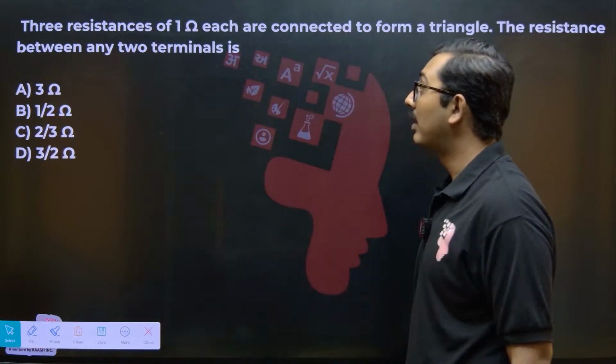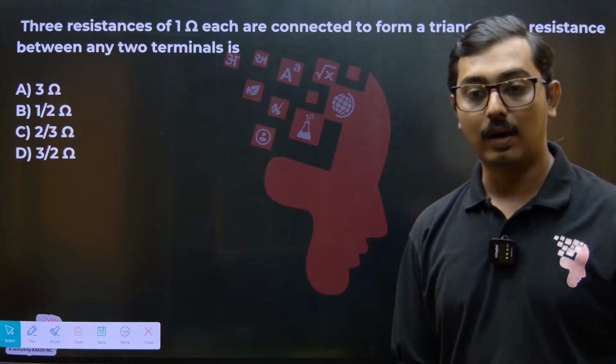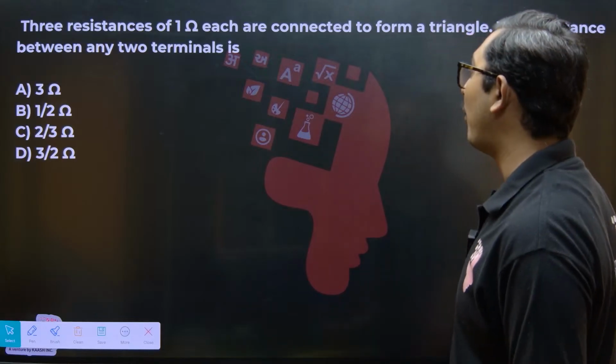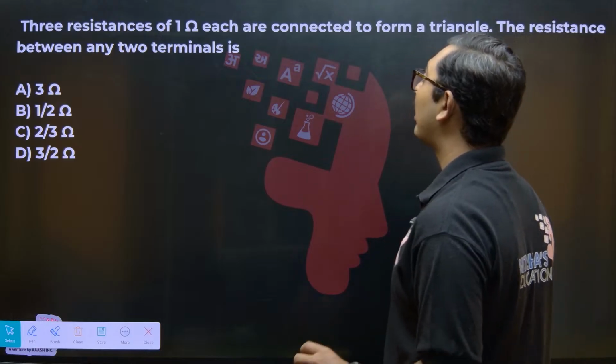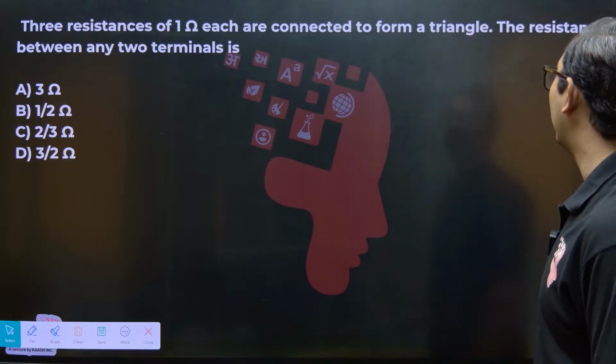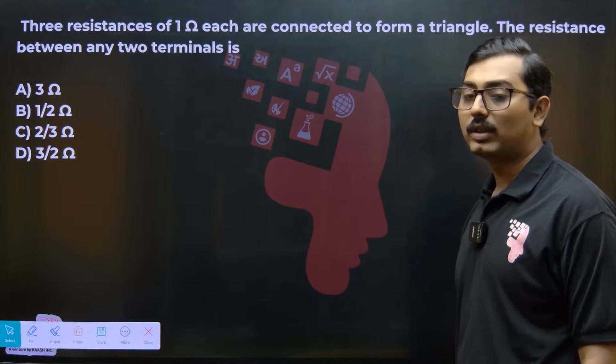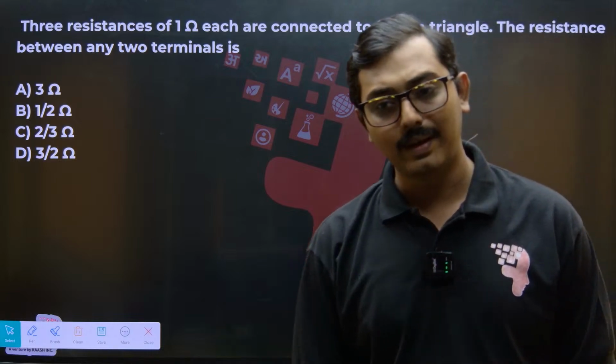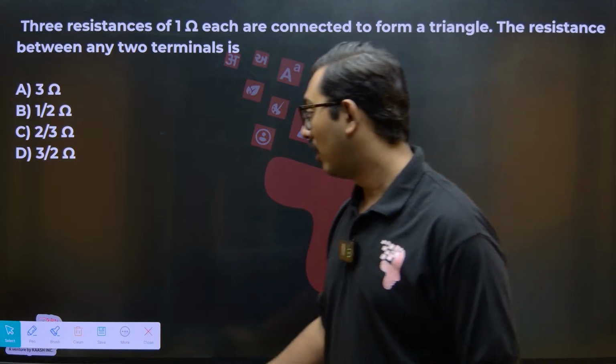Next, 3 resistances of 1 ohm each are connected to form a triangle. The resistance between any two terminals is?